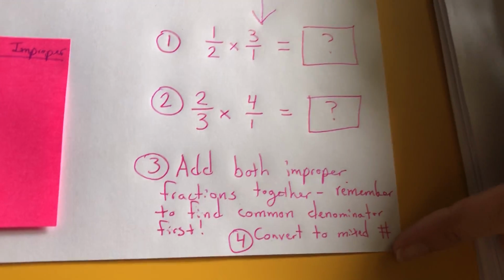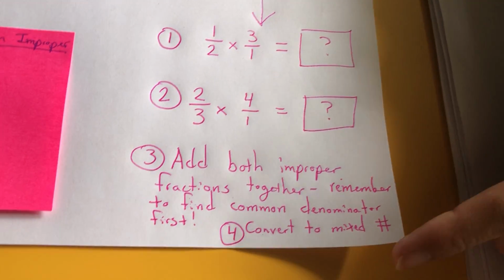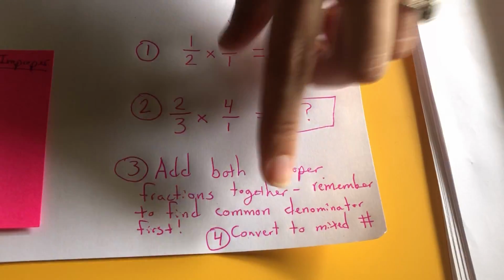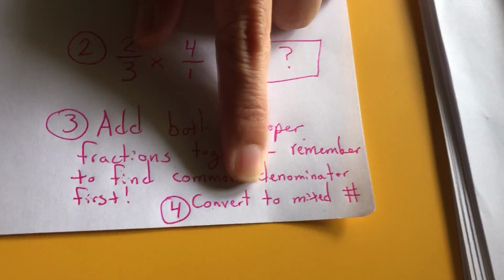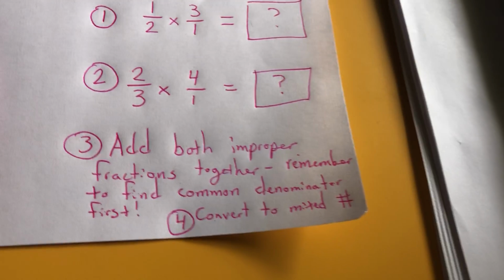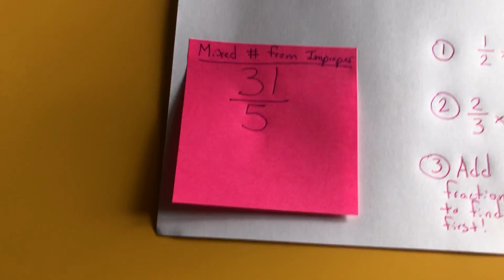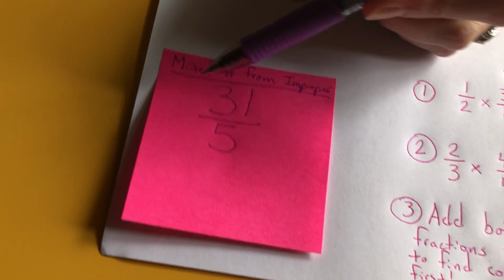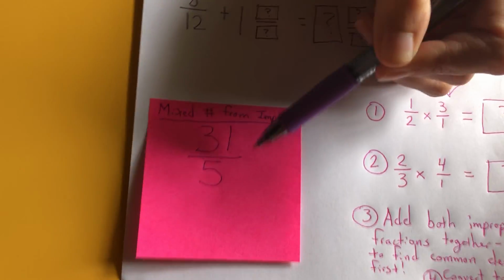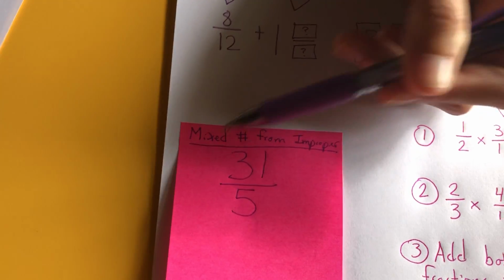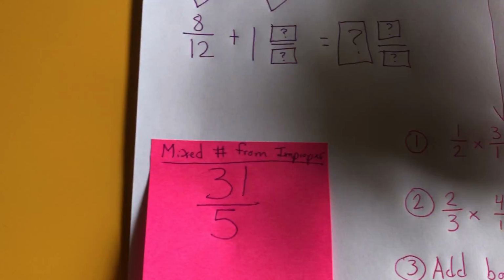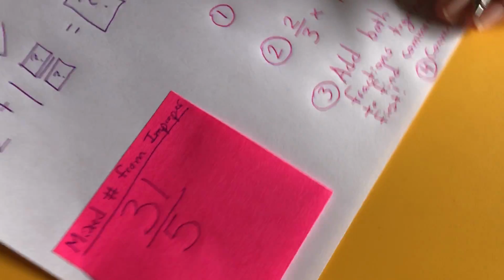And then the very last thing you have to do is to convert to a mixed number. Now, this may be the one thing that trips some of you guys up because it's been a while since we've done it. So, on my little sticky, I'm going to work an example. This is not the mixed number that you're going to have. This is not the answer. I just made up a mixed number to show you guys, okay? So I'm actually going to have to turn this paper a little bit so that I can actually write.